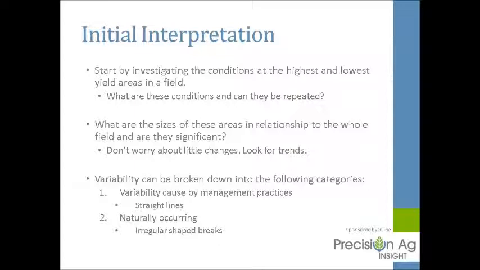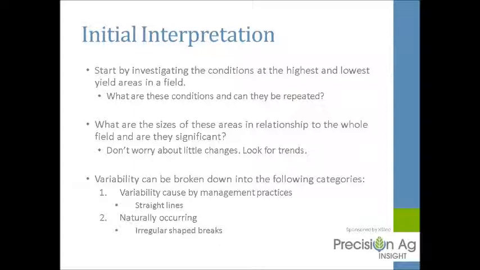When we do look at that initial interpretation, or that glancing at the yield data, start by investigating the conditions at the highest and lowest yield areas in the field, and this is what most people do already. But really focus on those areas. And then don't sweat the small things, I guess. Make sure that those trends in those fields are significant in acres. If it's an acre in a 130-acre field, it's probably not worth digging into much. So look for large trends when you visually inspect those maps.